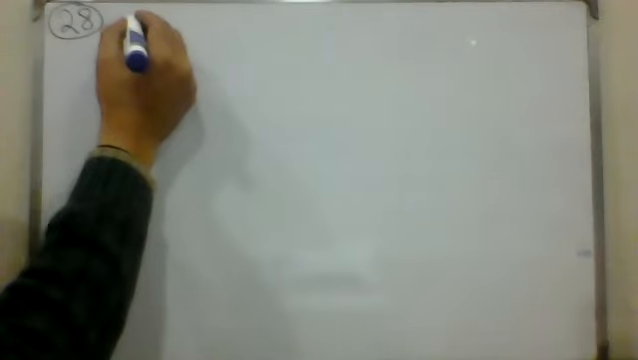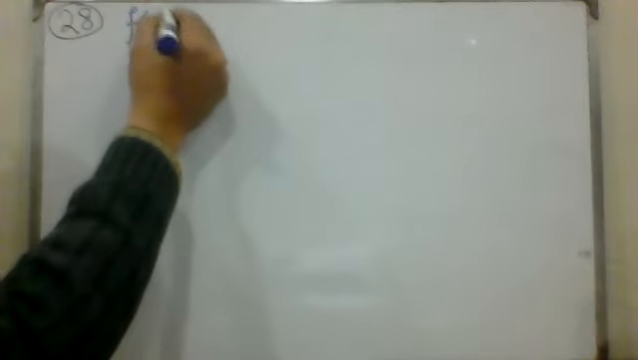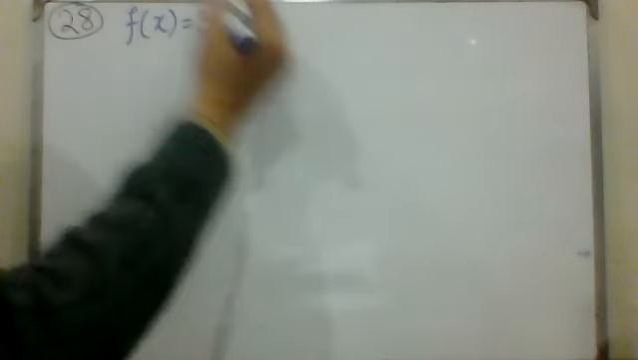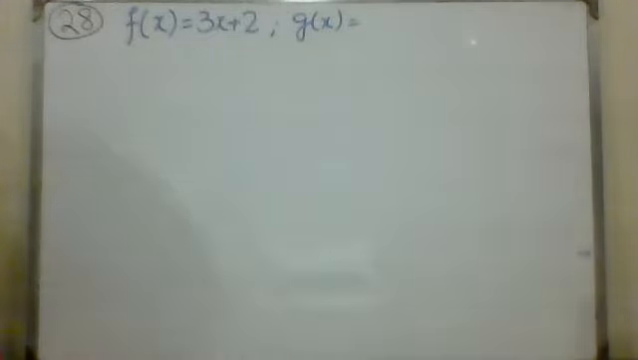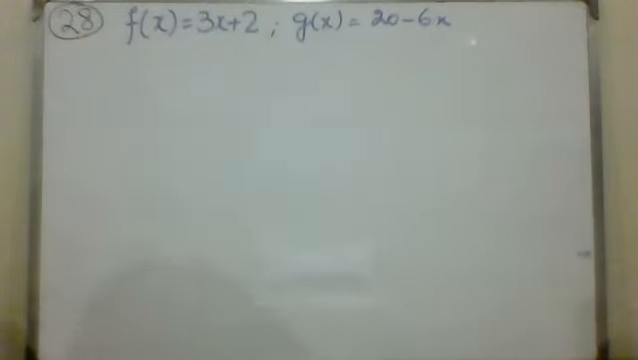So now the next problem from the exercise. Question 26 is solved. Now solve 27, 28. Question 28 is different, let us see question number 28. In question number 28 it says that f of x is equal to 3x plus 2 and g of x is equal to 20 minus 6x. Again it says that for x greater than or equal to 0, sketch it and then resolve it.